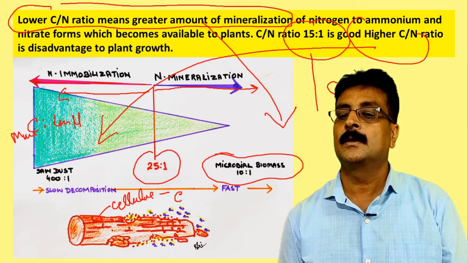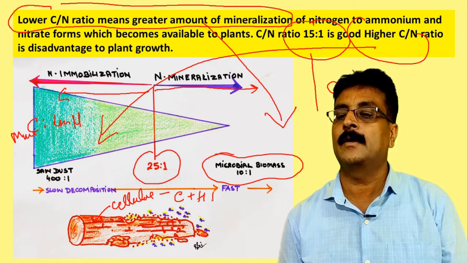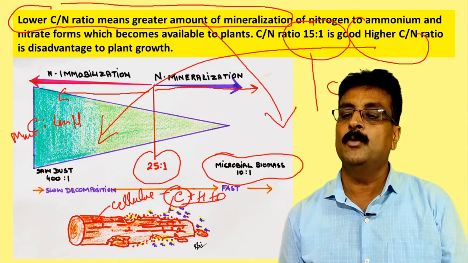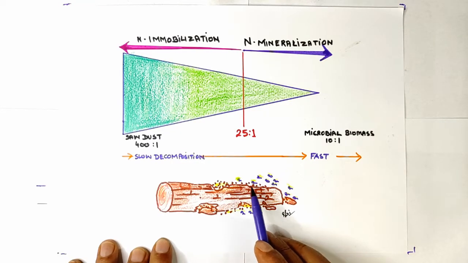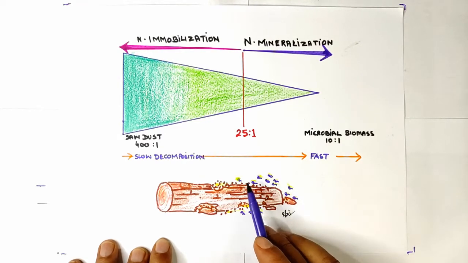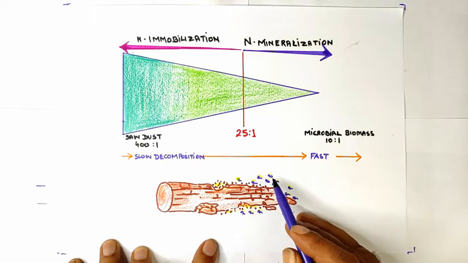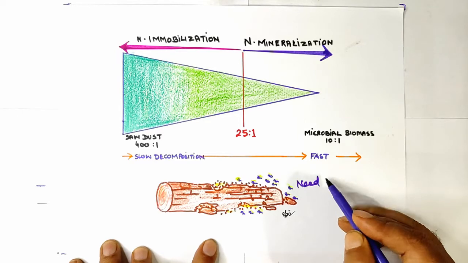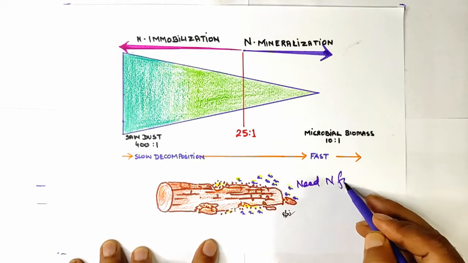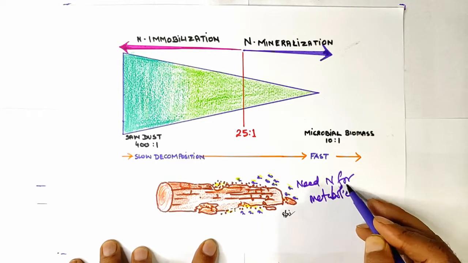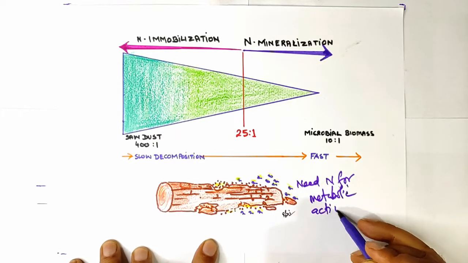Cellulose is what? Carbon we have, hydrogen we have, oxygen we have. So more of the cellulose is more carbon. When more carbon is there, then to decompose this, the population of microbes will increase. So more microbes, when they come to decompose this entire wood, they need more metabolic activity to work there. They will require nitrogen for themselves, so the available nitrogen in the nearby area, they will eat up.